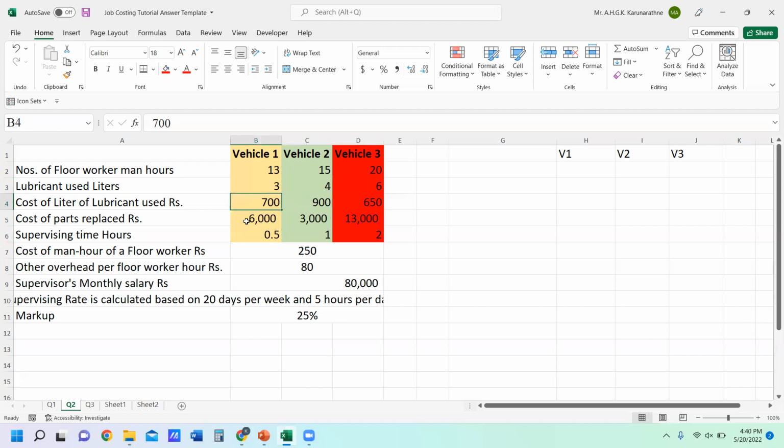Then cost of parts replaced, maybe the oil filter, air filter, or whatever parts replaced as a result of this particular service provision. Vehicle 1 is 6,000, vehicle 2 is 3,000, vehicle 3 is 13,000. And supervisory timing, the time spent by the supervisor to supervise this process. Vehicle 1 is 30 minutes. Vehicle 2 is 1 hour of supervision. Vehicle 3 is 2 hours of supervision. That means supervision cost should be considered. Then cost of man hour, right?